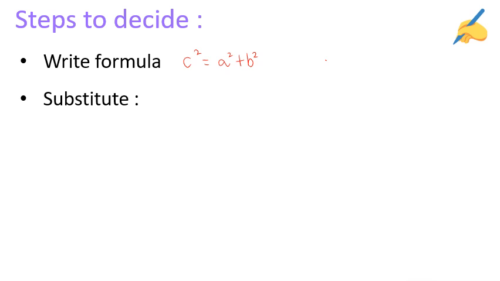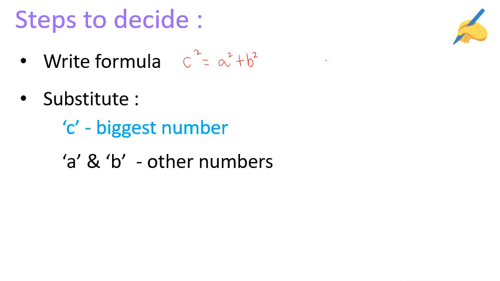Okay, so these are the steps to decide if a triangle is right-angled. The first thing we need to do is write the formula. So that's c squared equals a squared plus b squared. Next, we need to substitute. So we always substitute in the biggest number as c. And then a and b are the other two numbers.